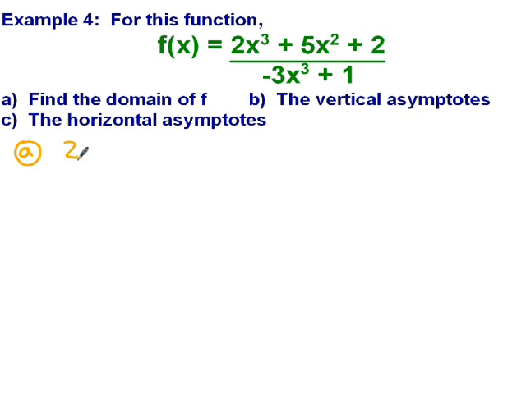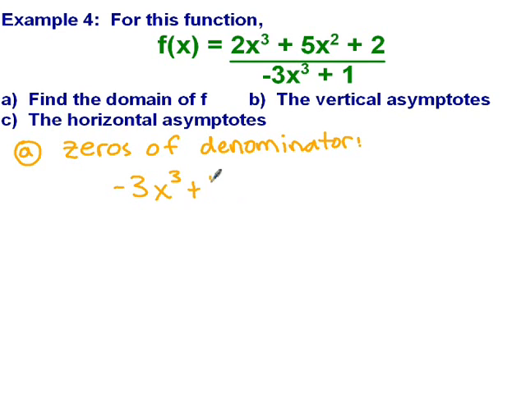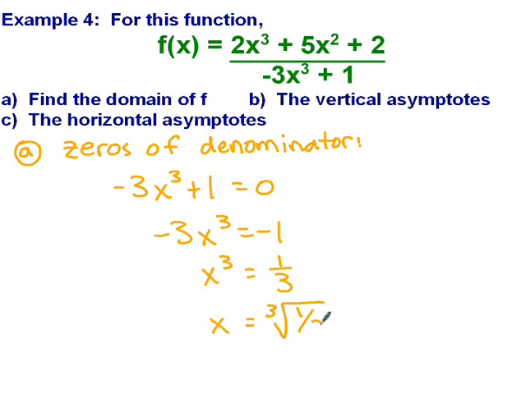Here we have a rational function, and we're asked to find the domain of the function. So we're looking for any x values which make the denominator equal to 0. So we set up an equation and solve that equation for x, and we find out that the one x value that makes the denominator equal to 0 is this value here. And so that is actually the domain restriction.